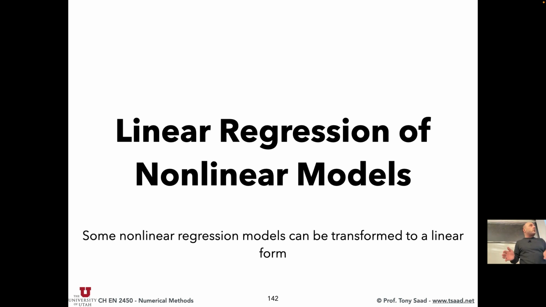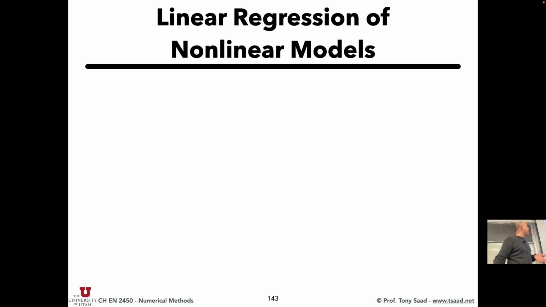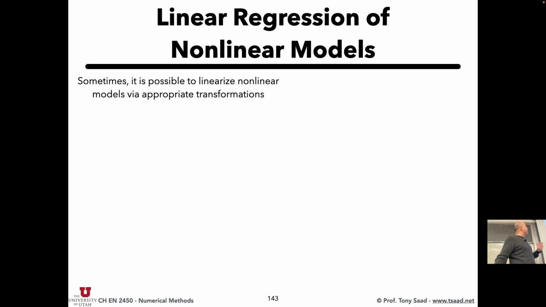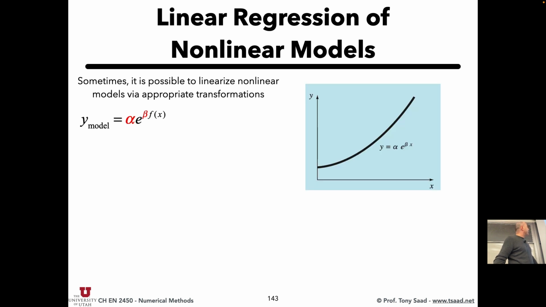Again, with the linear regression problem, you're not worried about finding initial guesses, etc. You'll always get a solution, okay? And this is the procedure. So sometimes it's possible to linearize nonlinear models by doing appropriate transformations. So here's an example. If you have something like alpha e to the beta f of x, f of x could be x squared, it doesn't matter because that's input data. What you're worried about are alpha and beta.